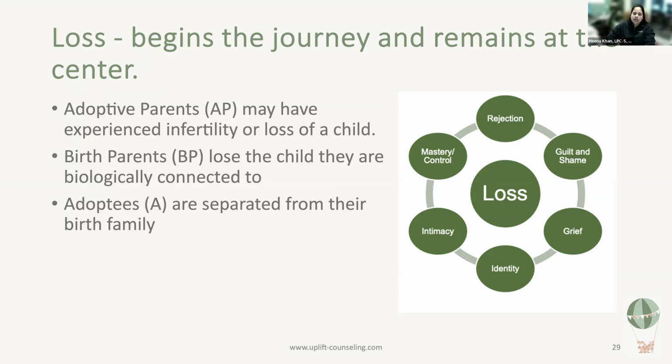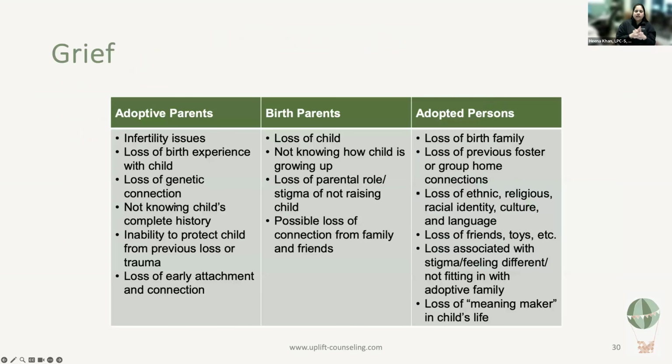So we want to understand that at the very core of this is loss, okay? Let's understand the different kinds of loss that adoptive parents and adoptees can experience. We talked about adoptive parents: the infertility, the loss of the birth experience with a child, the loss of that genetic connection, not knowing the child's complete history, depending on the access they had or the information that they had.